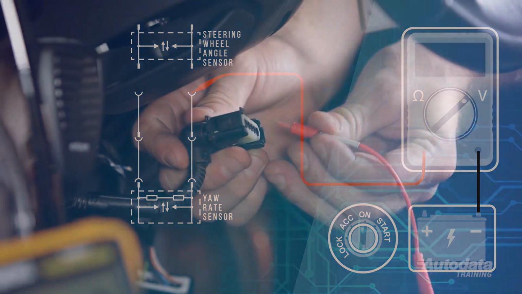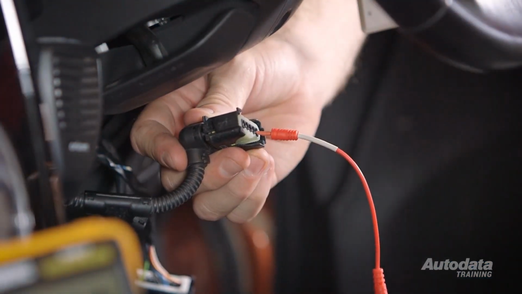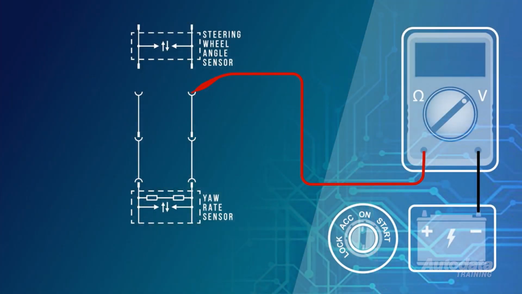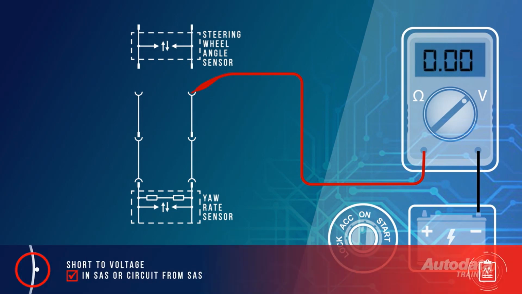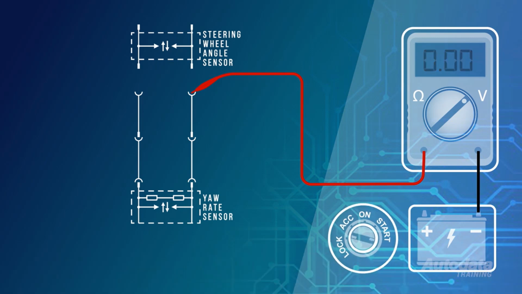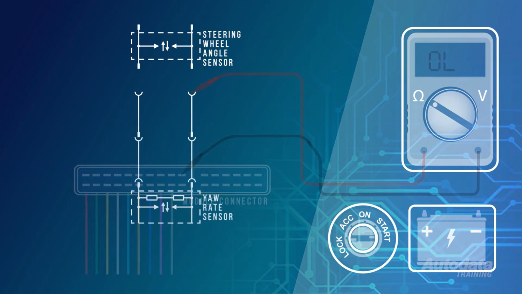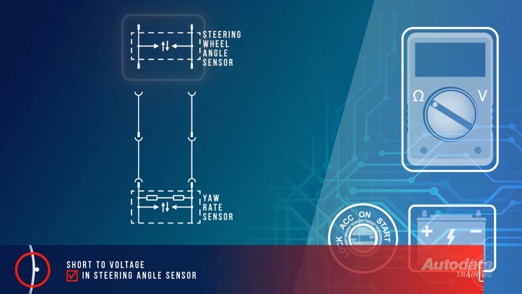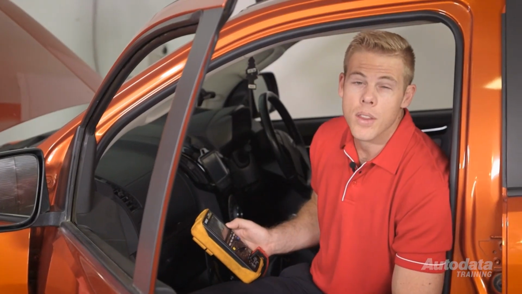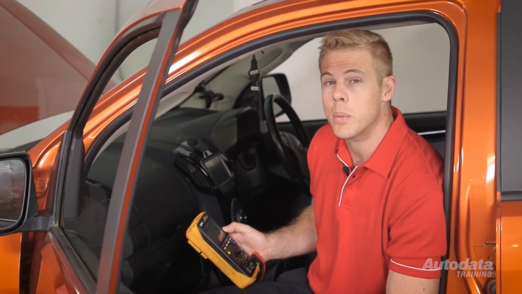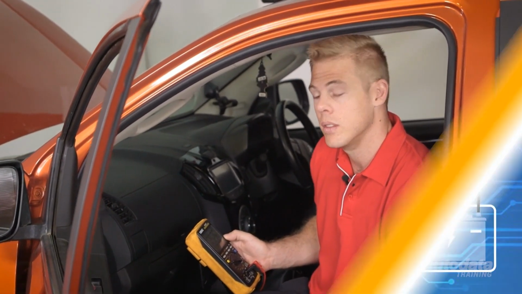Move the red meter lead to the affected serial data terminal within the SAS harness connector. If the meter displayed 0 volts, the short to voltage will be in the SAS or a circuit from the SAS. Turn the ignition off and perform a continuity test between the serial data terminal and all other terminals within that connector. If no fault is found, this confirms the short to voltage resides in the steering angle sensor. However, other steering angle sensor DTCs will normally be associated with this type of fault.